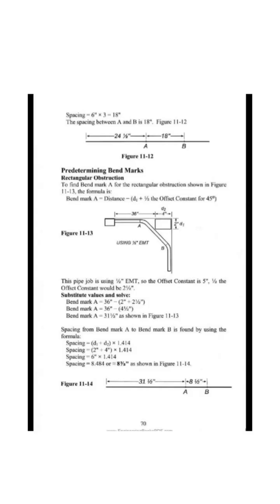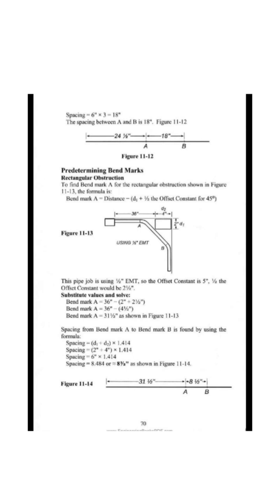Rectangular obstruction. To find bend mark A for the rectangular obstruction shown in figure 11 to 13, the formula is bend mark A equals distance, d, plus 1/2 the offset constant for 45 degrees. This pipe job is using 1/2 EMT, so the offset constant is 5 inches. 1/2 the offset constant would be 2.5. Substitute values and solve.